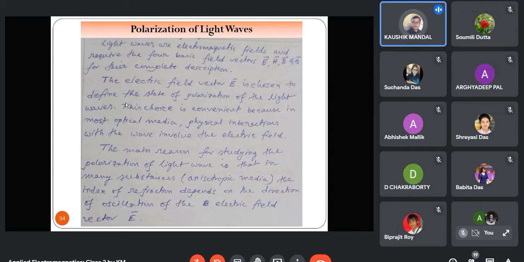So this is the main reason why we need to know the polarization state of an electromagnetic wave, because in some substances, the refractive index directly depends on the oscillation of the electric field vector.